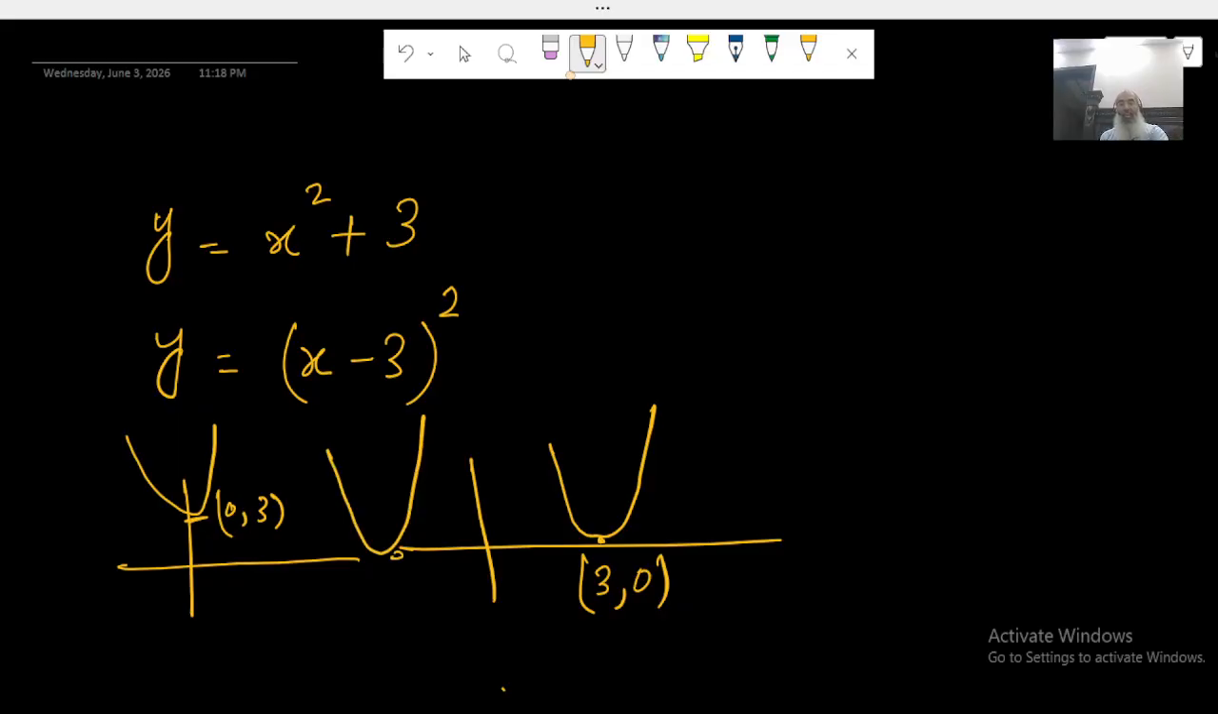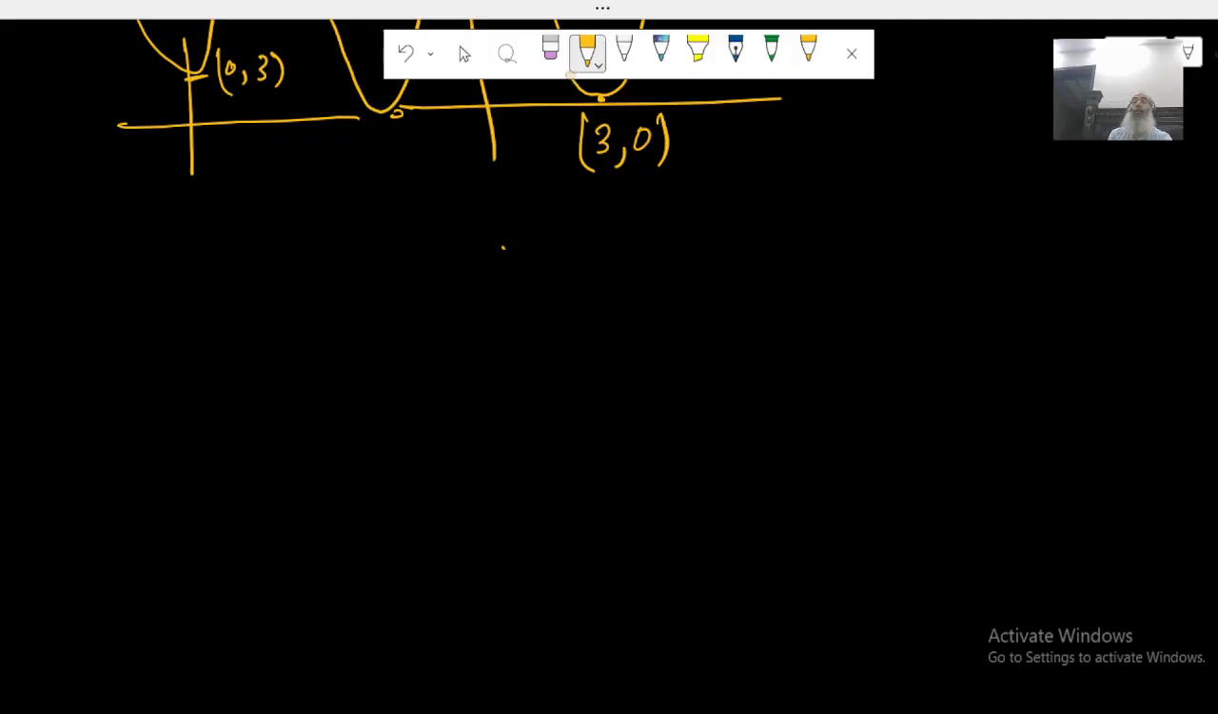When we add a number to the function, I mean to x square, the graph will move up. When we subtract a number from the function, the graph will move 3 units down. But when we add or subtract a number like 3 to x itself, not to the function but inside the bracket, then the graph will move to the right or to the left, depending on whether we add or subtract the number.